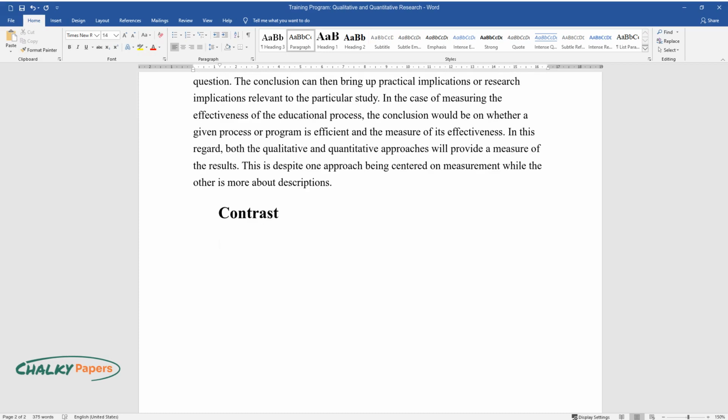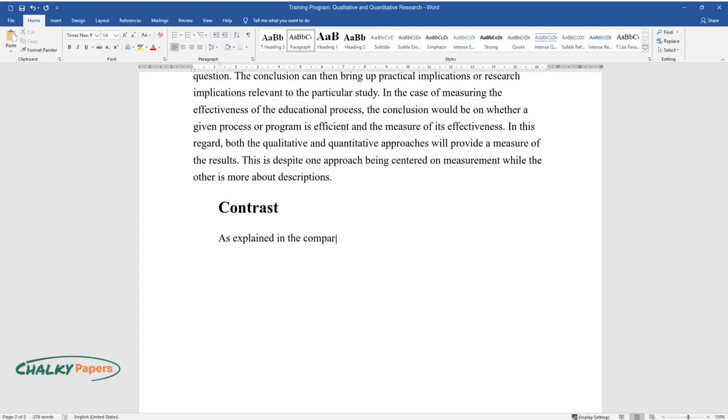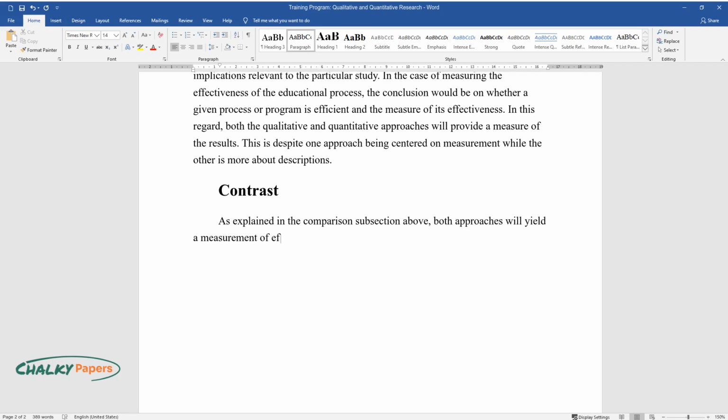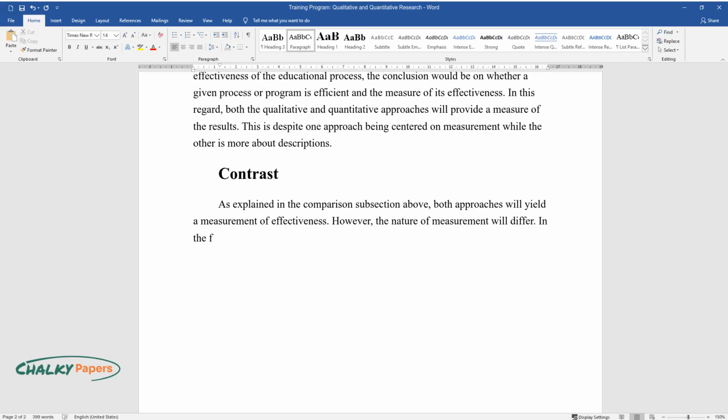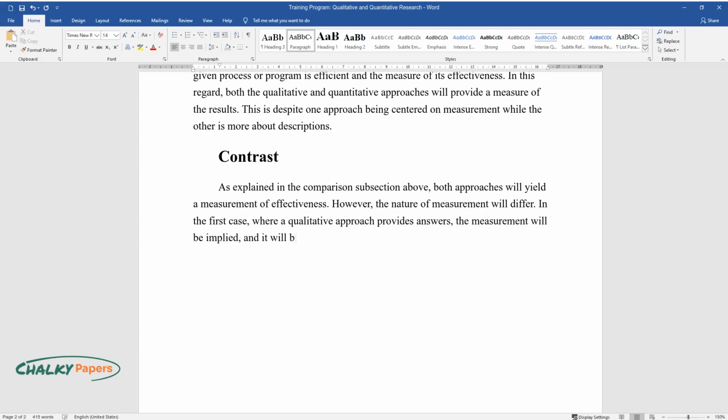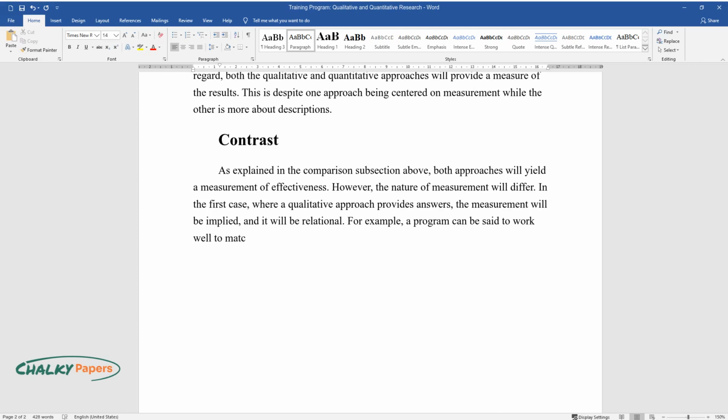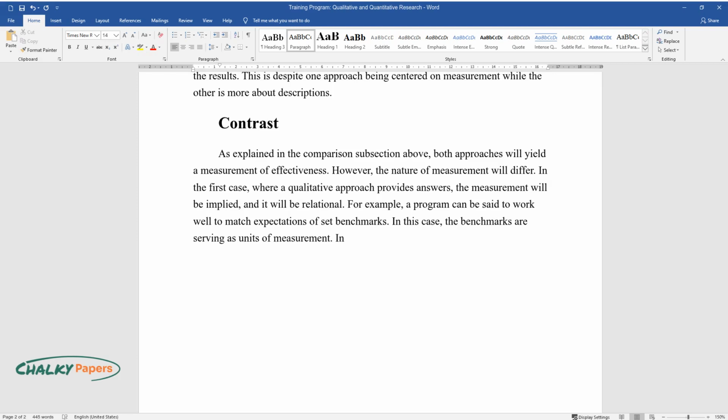Contrast. As explained in the comparison subsection above, both approaches will yield a measurement of effectiveness. However, the nature of measurement will differ. In the first case, where a qualitative approach provides answers, the measurement will be implied, and it will be relational. For example, a program can be said to work well to match expectations of set benchmarks. In this case, the benchmarks are serving as units of measurement.